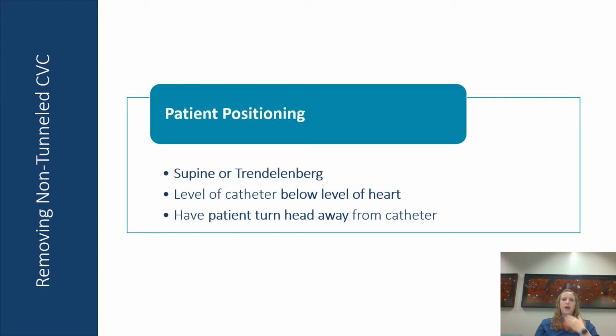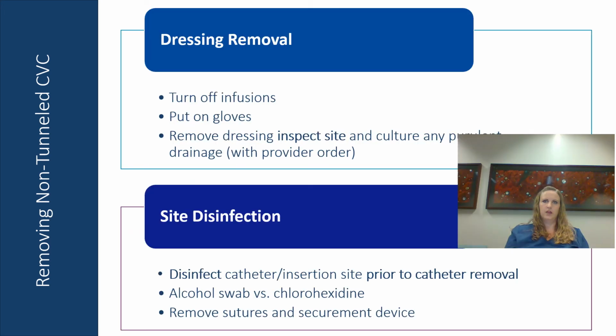You're also going to want to have the patient turn their head away from the catheter. It gives you a better view of the site and also decreases any contamination to that site after you clean it before you remove the catheter. First things first when it comes to dressing removal, you want to turn off all the infusions going through that line to the patient. The last thing you want to do is pull that catheter out while those infusions are still going.